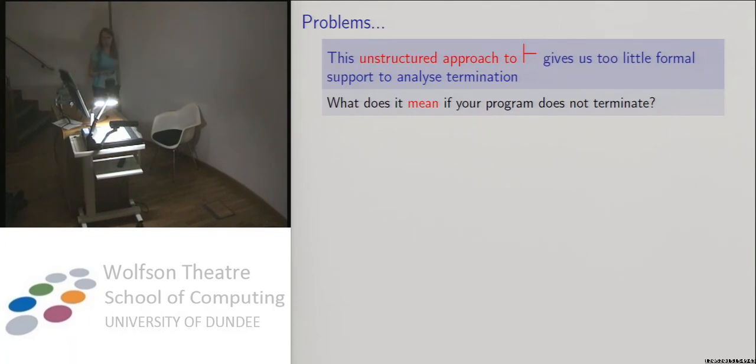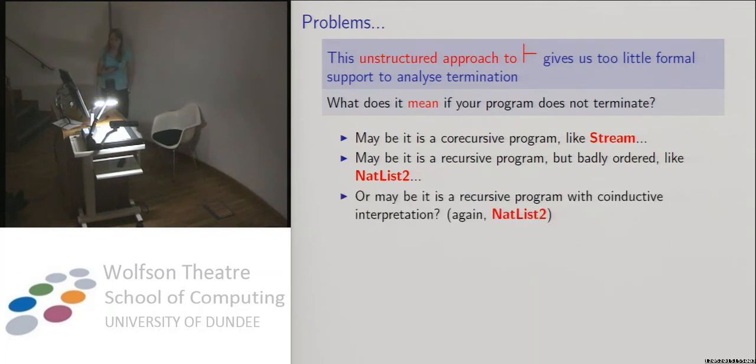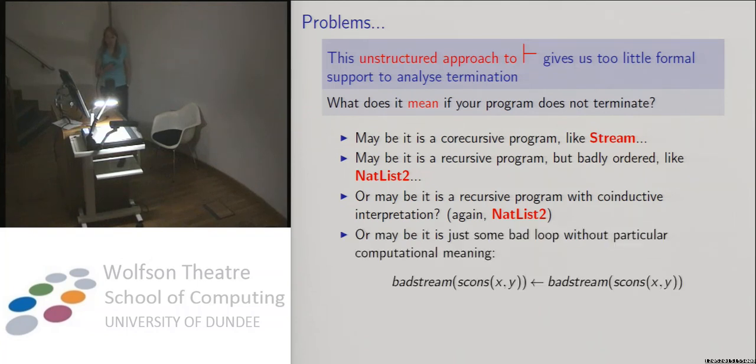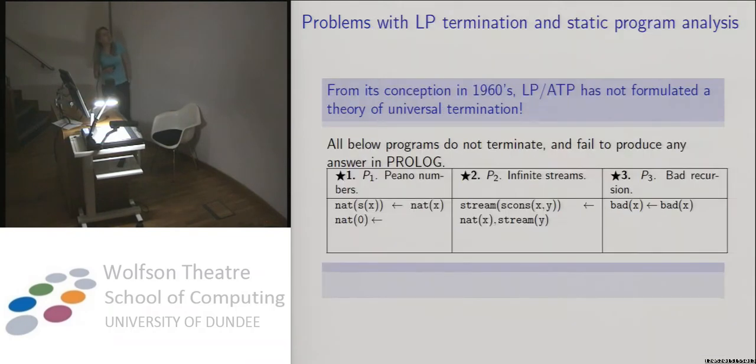So it happens because nothing's wrong with resolution, and it's a useful automated procedure. But the problem is that we just don't have enough structures to help us analyze what's going on. So what does it mean that the program doesn't terminate? Maybe it's a recursive program like stream, maybe it's a recursive program where we want it to terminate. Maybe I want to have this co-inductive interpretation for lists and natural numbers. Maybe it's just some bug, so we have no idea what's going on in case of non-termination. So these three problems are basically, at the moment, indistinguishable.